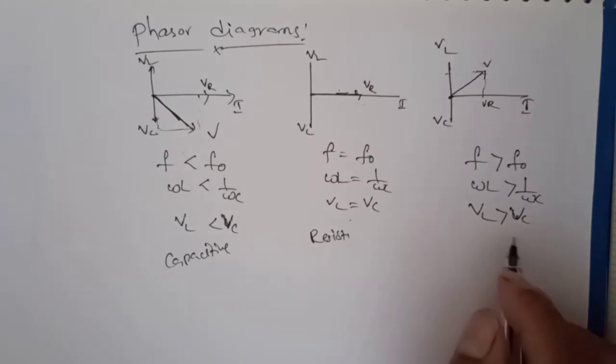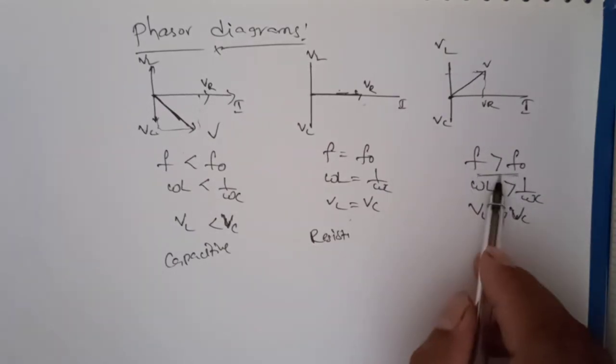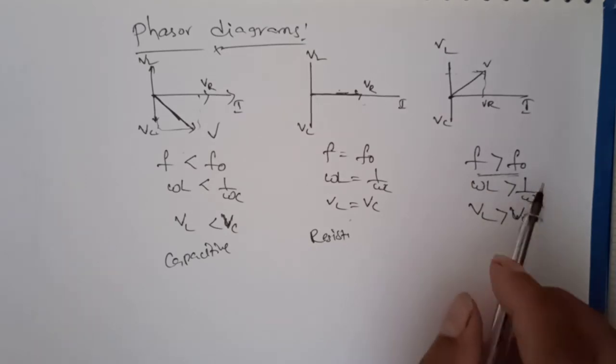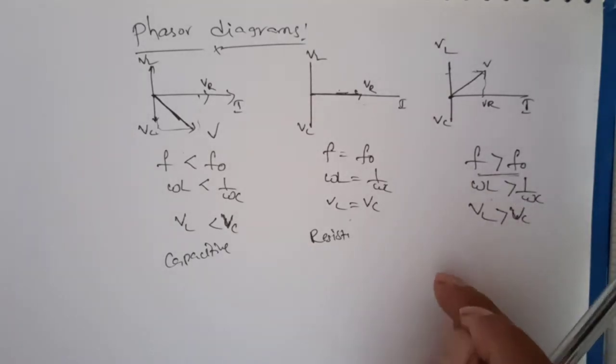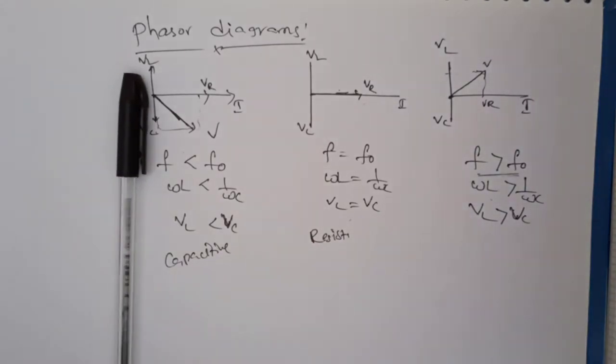Similarly, for any frequency f higher than this f0, capacitive reactance is very much less than the inductive reactance, meaning the inductive reactance is more than the capacitive reactance. Hence the voltage drop VL is more than the voltage drop across the capacitor, which is VC. So the current I lags, or we can say voltage leads. This circuit we can call an inductive circuit.